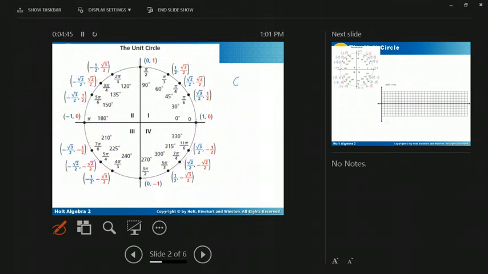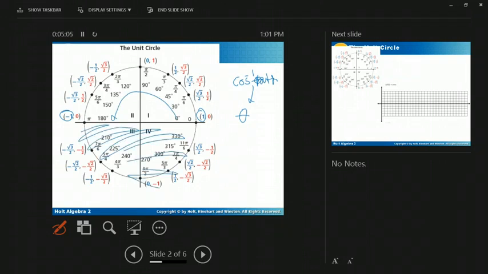For cosine inverse of a ratio, not of theta, of a ratio, that's going to give us an angle. Notice here's the maximum for cosine and here's the minimum for cosine. So starting at 0 for cosine inverse, we're allowed to rotate through the top half of the unit circle to only have one output. So cosine inverse of 1/2 would be 60. Cosine inverse of -1/2 would be 120 degrees.